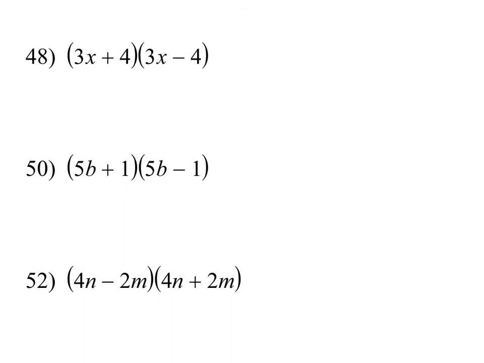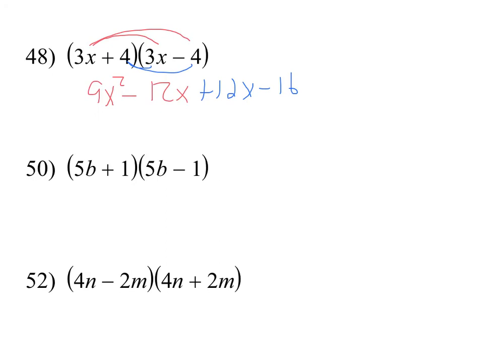Two binomials being multiplied, but if you look closely, they're both exactly the same except one is addition, one is subtraction. So this brings up something interesting. If I go ahead and distribute, I get 9x squared minus 12x, multiply the 4 through, and I get plus 12x minus 16.